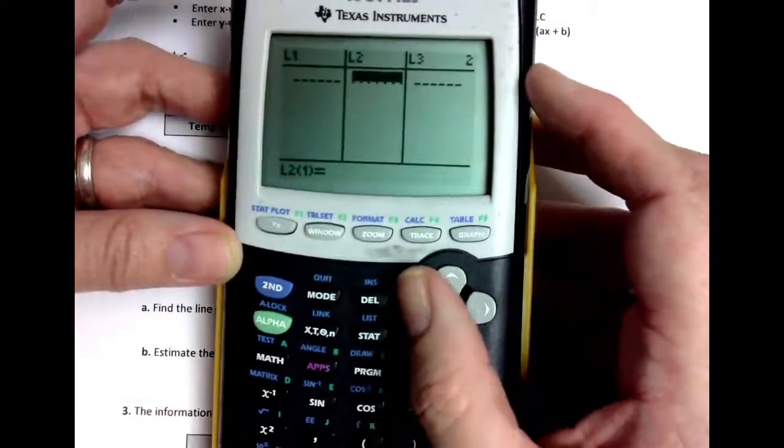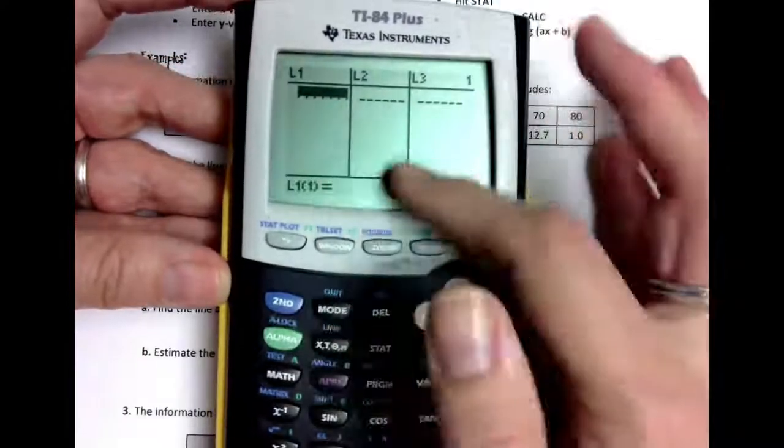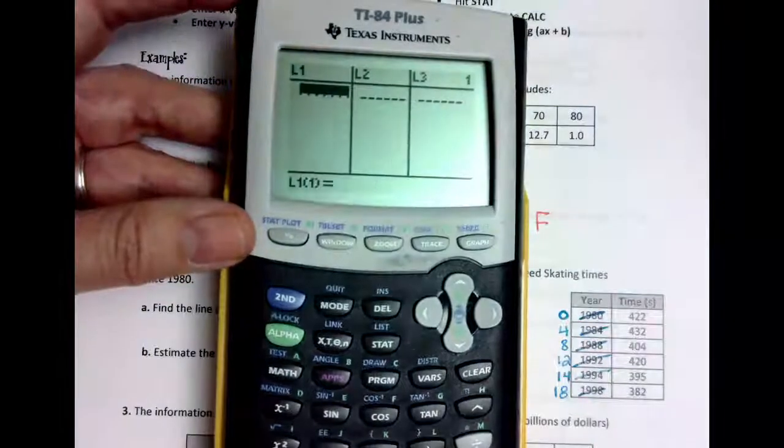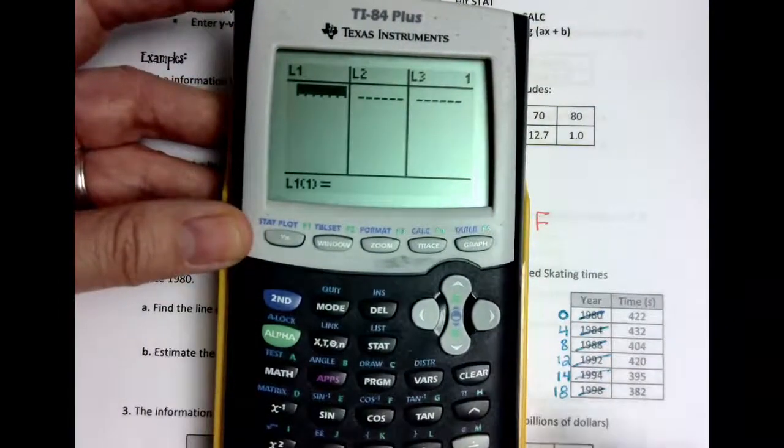So does everyone still have L1 and L2 in your calculator? That's important. If you don't, that's fine. I'll fix it. It just takes a second. Like Autumn's, to start with, didn't have an L1.